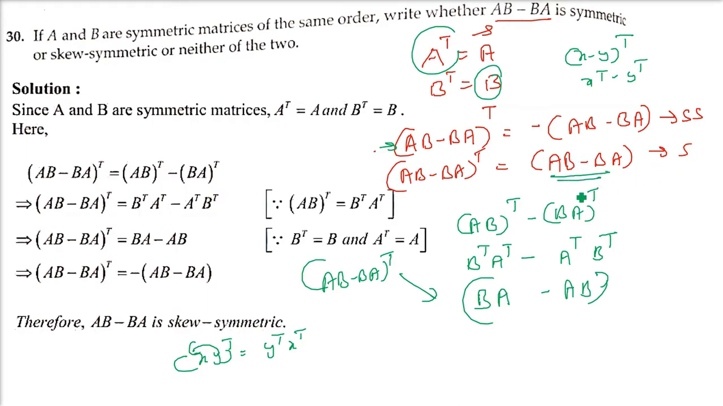So what will it be? If we take the negative outside from here, that will be minus of AB minus BA. And what does it mean? This is the first one, which is skew symmetric, because it is the negative of the original matrix.